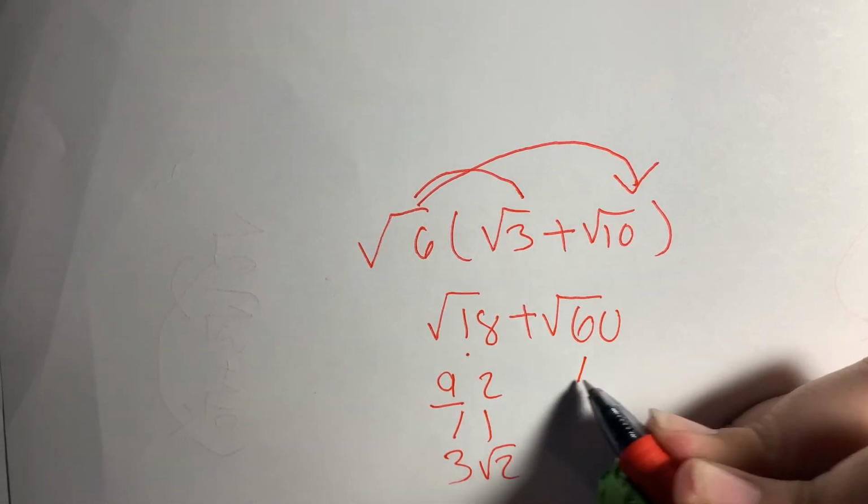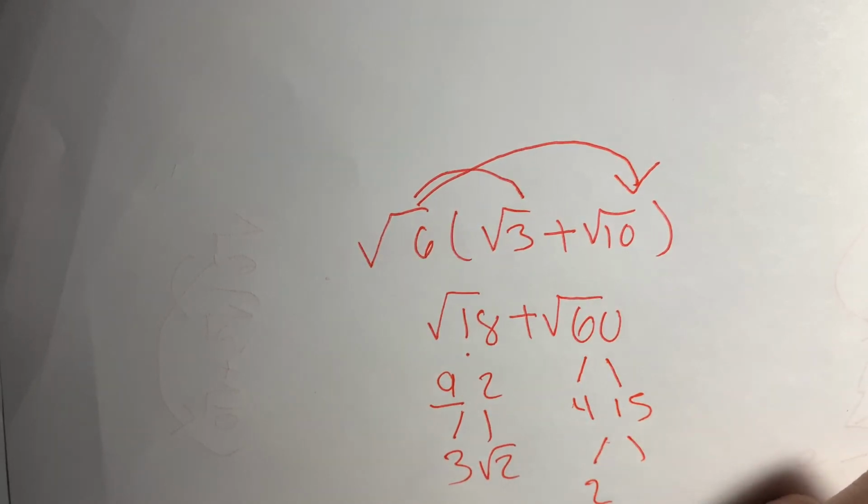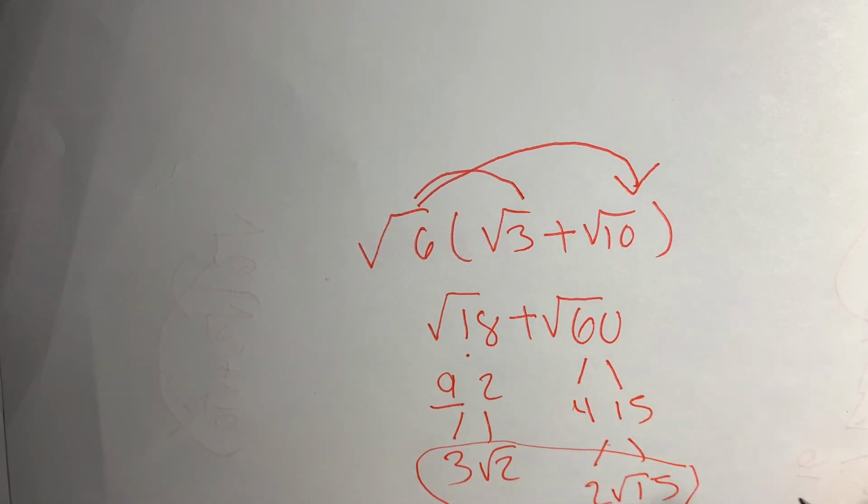Okay, so now for 60, it's going to be 4 and 15, and then it's going to come down to 2 radical 15. This is your answer. This is the final answer.